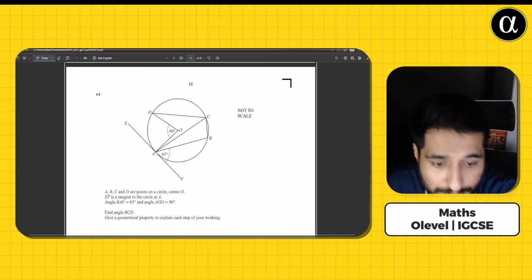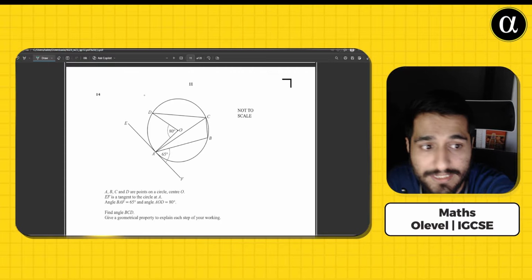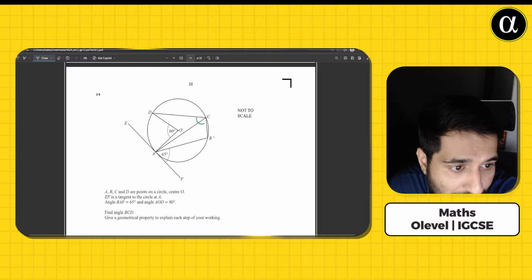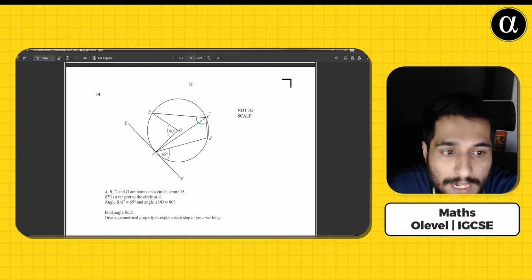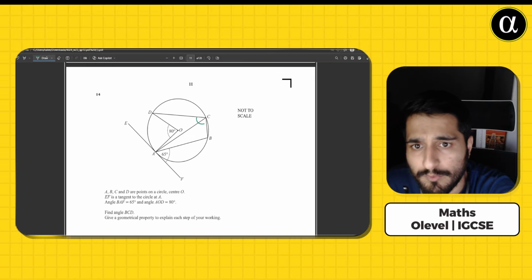Now, what angle are we supposed to find? We are supposed to find BCD, which is going to be this angle, because we can trace B, C, and D. So this is the angle that the examiner is concerned about. Now, having a look at this information, what can we see?